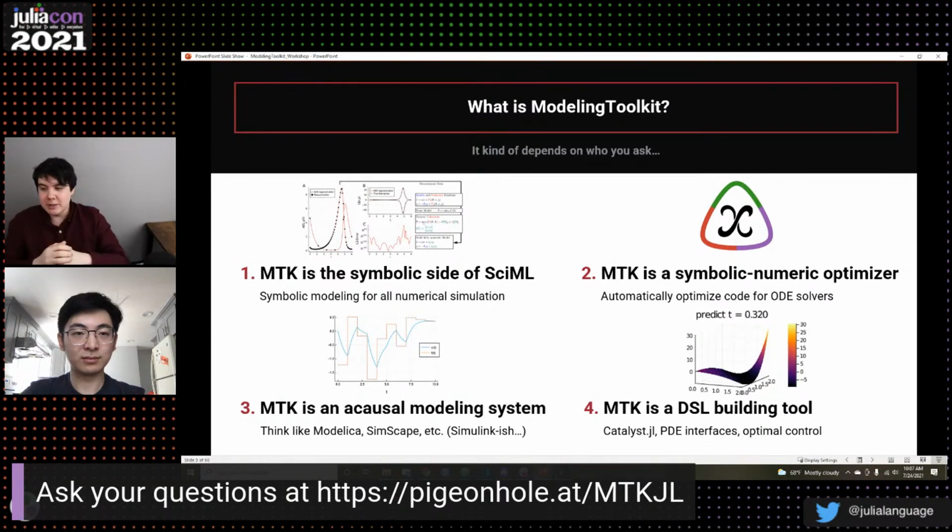Another way to think about it is it's a symbolic-numeric optimizer, right? It takes your model and it does some things on it, and it says, oh, if you change your model here, then now it's more parallel. If you change your model here, now it's more stable to solve. If you change your model here, now it's faster to solve. So it's like an optimizer on your model.